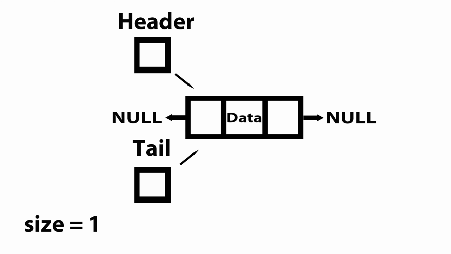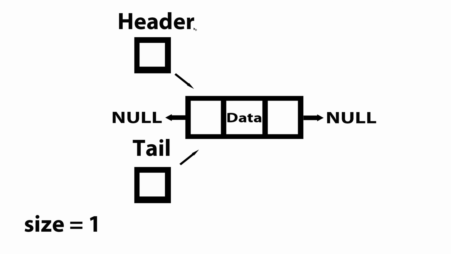So to get started, you can see we have our doubly linked list here, and we have our header and tail pointing to it since it's the only node within the list, and size is equal to 1. There are two ways to go about checking whether our doubly linked list has only one node within it. We could check to see what header is pointing to.